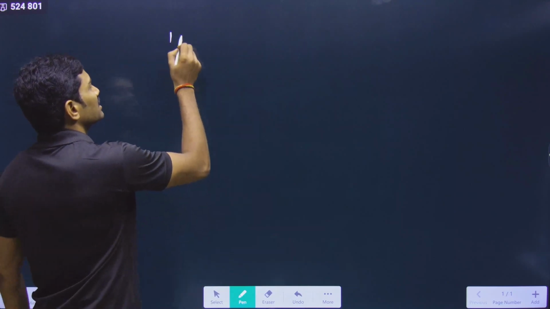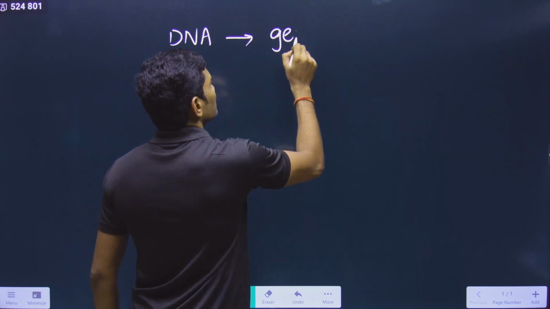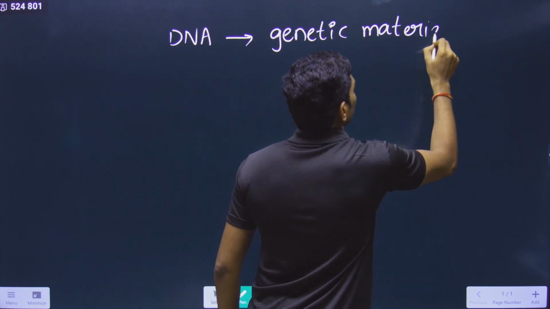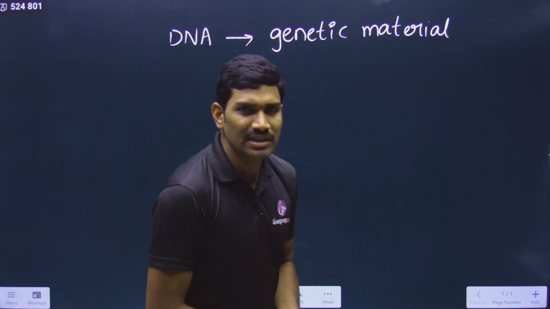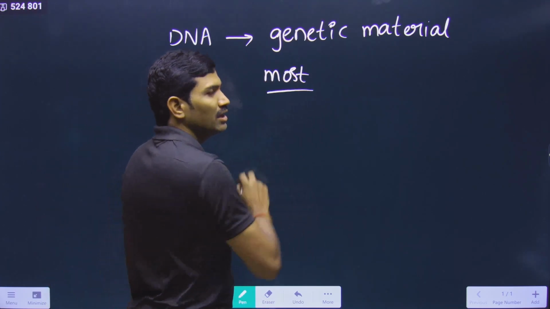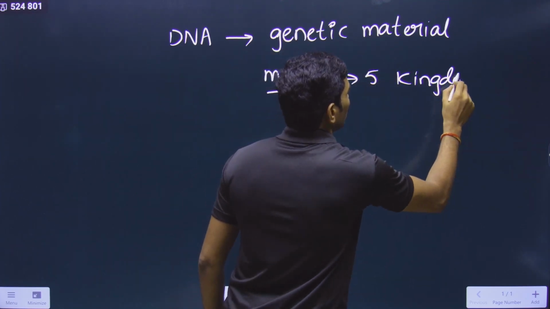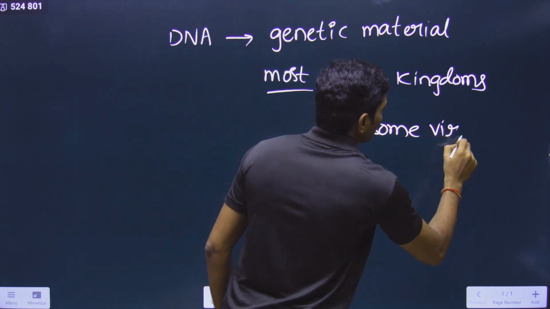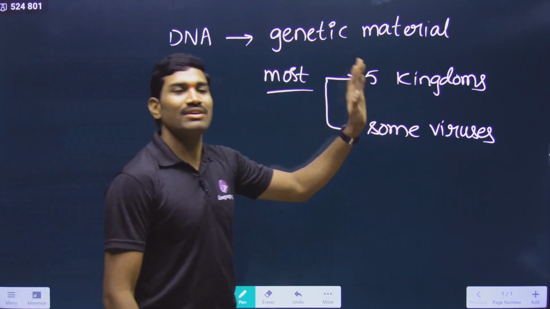So in the previous lecture we studied that DNA has only one function. Wherever DNA is there, DNA always acts as genetic material. And here we studied examples also. What are the organisms in which DNA acts as genetic material? As per NCERT, most of the organisms. Yes or no? And what does this most include? It includes all the five kingdoms. And along with this there are some viruses, not all viruses. Some viruses have DNA as genetic material. This is the point we have studied for DNA.